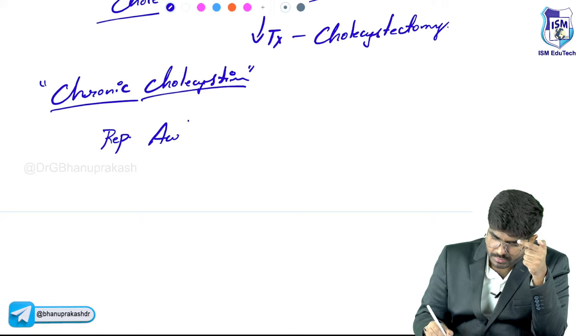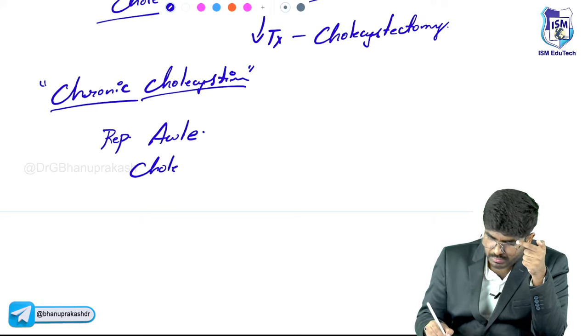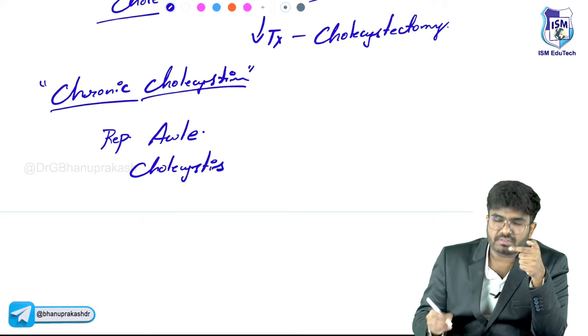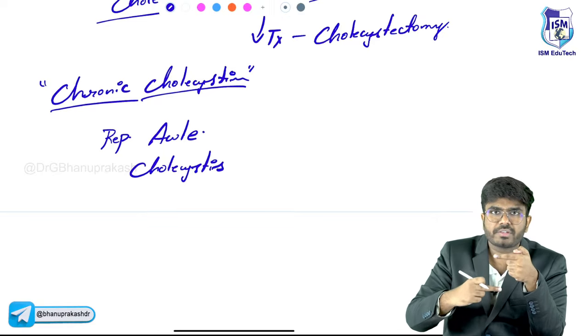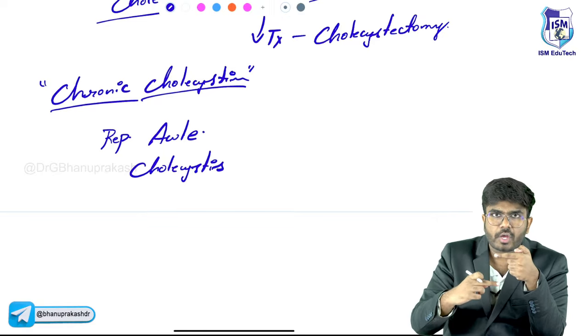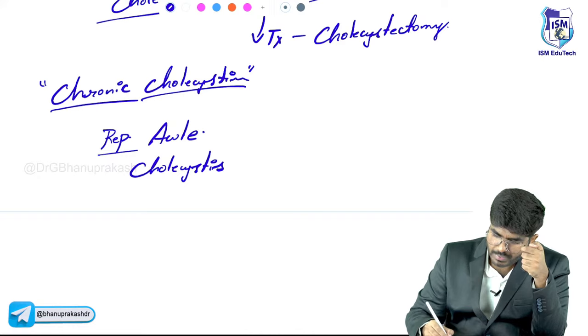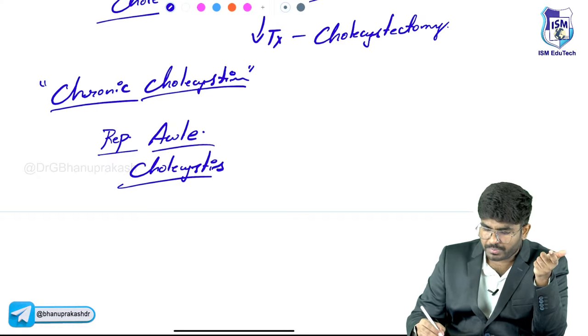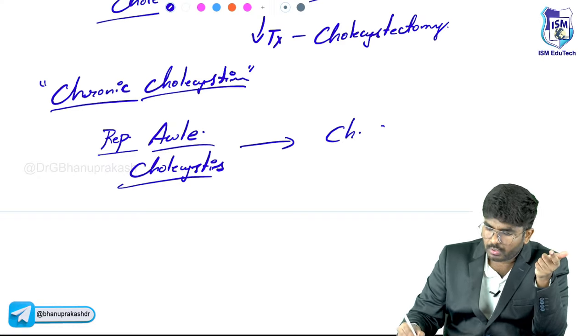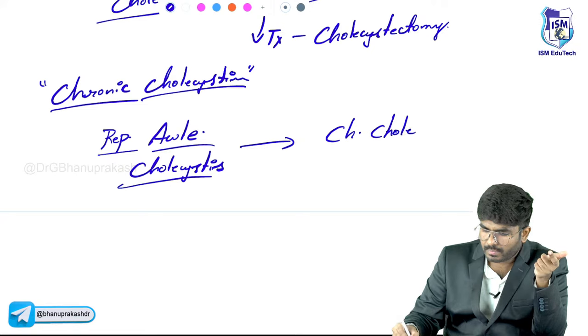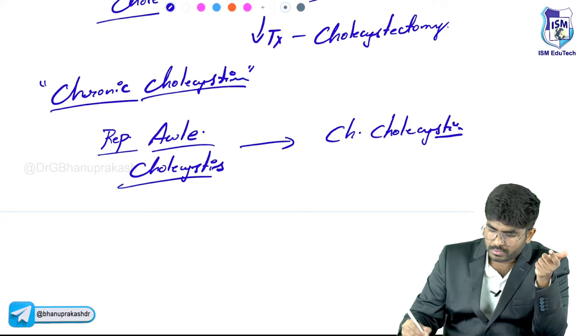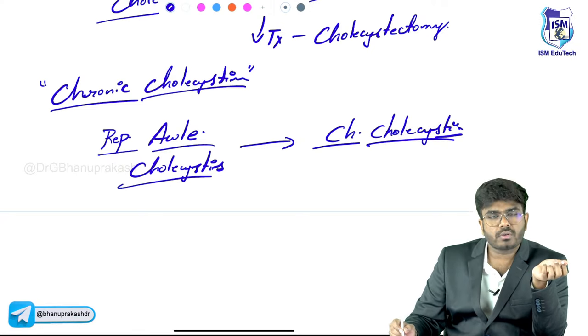Repeated acute cholecystitis means inflammation of the gallbladder, resolving. Again inflammation of the gallbladder, again resolving. Again inflammation of the gallbladder, again resolving. So multiple bouts, multiple episodes, can lead to chronic cholecystitis. Acute cholecystitis can cause chronic cholecystitis.